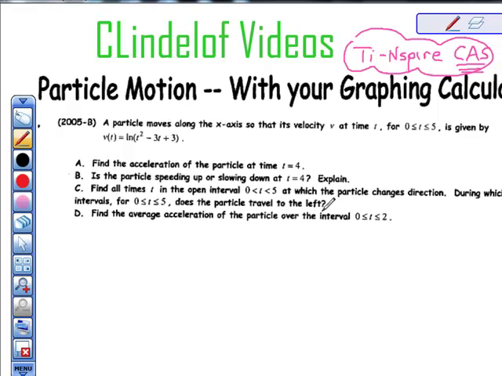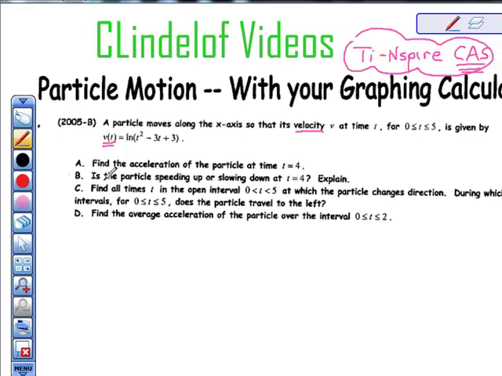It says a particle moves along the x-axis so that its velocity, and this is huge to me to keep track of this, so its velocity v at any time t, for t greater than or equal to 0 but less than or equal to 5, is given by v of t equals ln of t squared minus 3t plus 3. So I'm just going to read through the problem a little bit, and then we're going to get straight to the calculator.